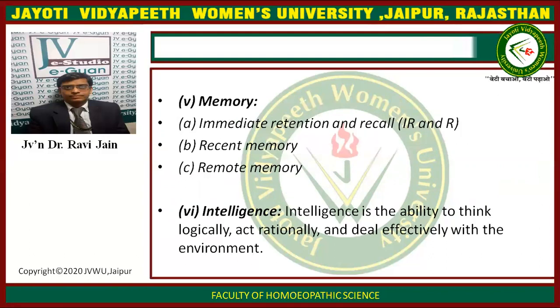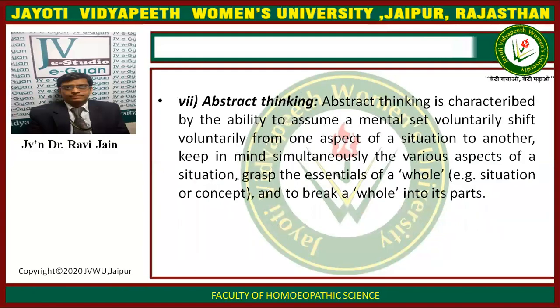Then you can check the memory of the patient: immediate retention and recall, that is IR and R. The events of recent memory and the events of remote memory have to be checked. Check the intelligence level. Intelligence is the ability to think logically, act rationally, and deal effectively with the environment. You also have to check for abstract thinking.